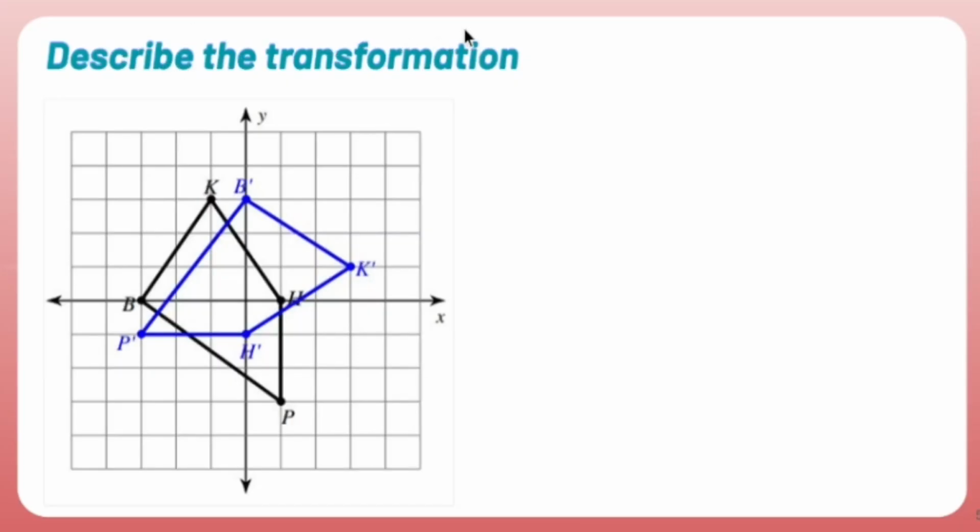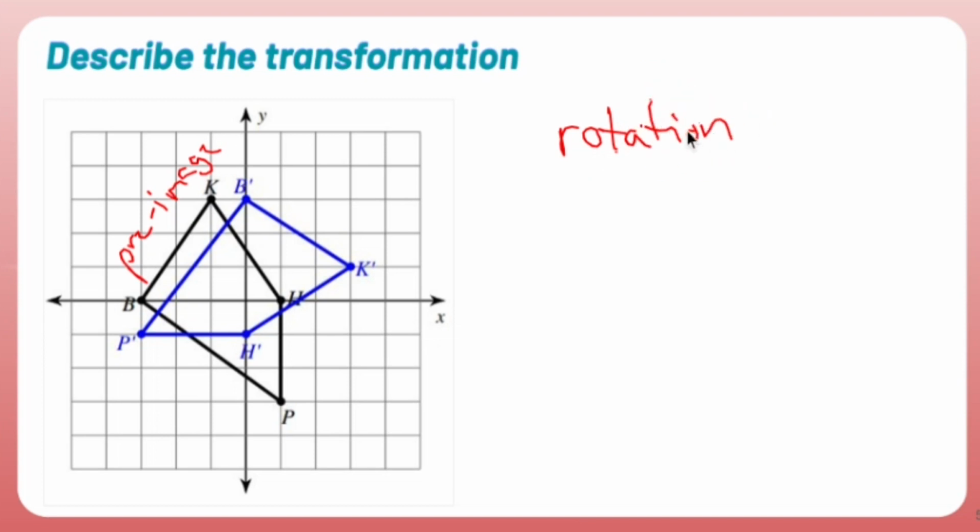Describe the transformation. All right, so first things first, I have to find out what the original picture is and what my new picture is. Well, it looks like the blue guy here has apostrophes attached to them, which means the black guy is my original, also known as the pre-image. Now, I didn't just take my shape and move it. I didn't just take my shape and reflect it, so this is clearly a rotation of some kind.